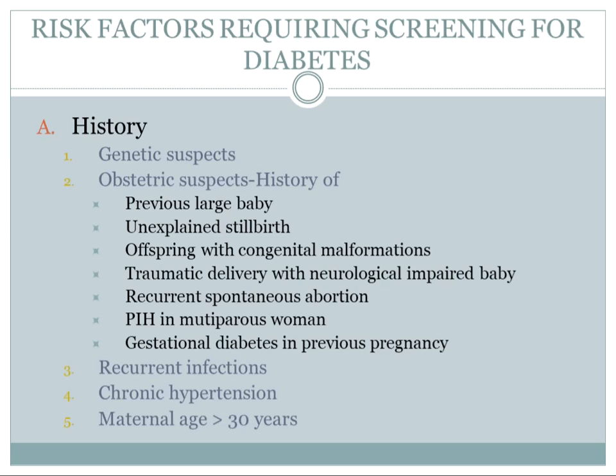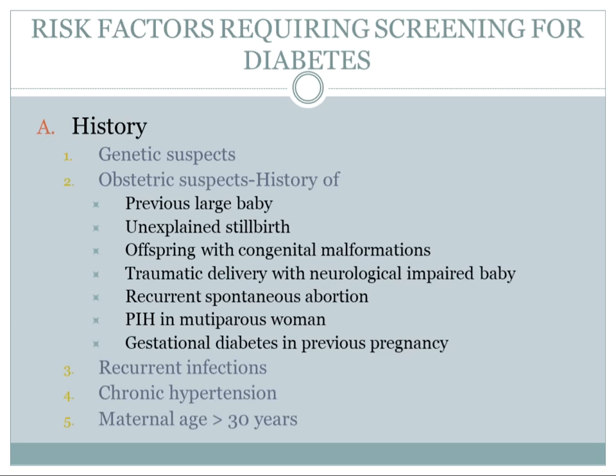So, history of diabetes. Then, obstetric suspects. That is, previous obstetric history. Suppose she is a multigravida. Okay, she has had 2 or 3 previous pregnancies. Then, what will the history be like? She has a previous bad obstetric history, previous fetal losses may be there.